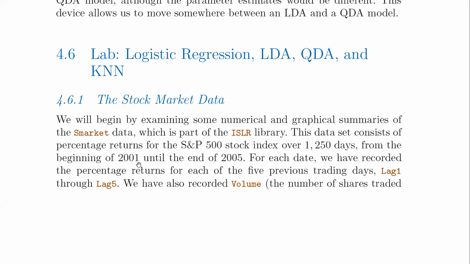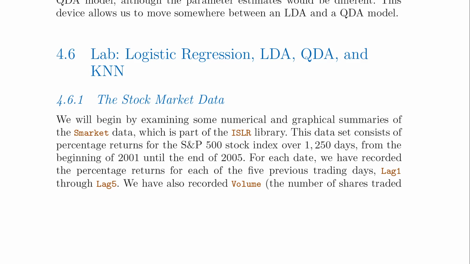This data set consists of percentage returns for the S&P 500 stock index over 1,250 days from the beginning of 2001 until the end of 2005. So just to make sure, it's 5 years, isn't it? It's 5 years, and if I do times 365, that would give me 1825. Now I know I'm not allowing for leap years, but actually mine, why is mine larger?